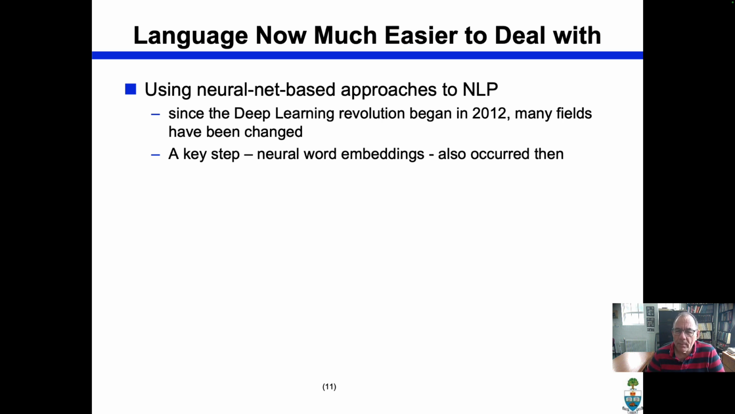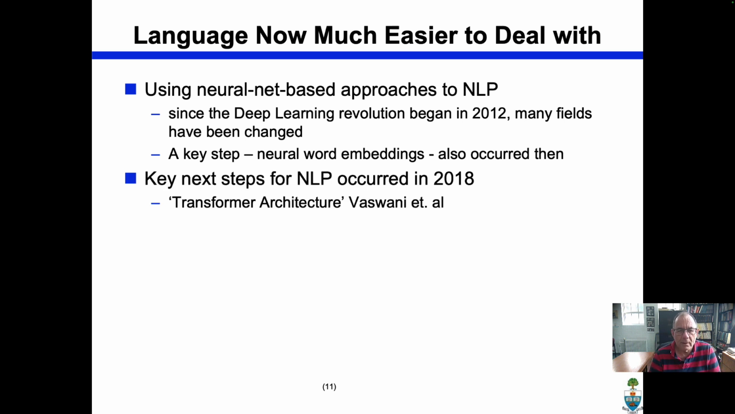And a key step, something called neural word embeddings, also occurred right around that time, not here, but somewhere else. The key next steps for natural language processing occurred in 2018. The transformer architecture, described in a paper published by Vaswani et al., was the thing that enabled much larger models to be built and trained.